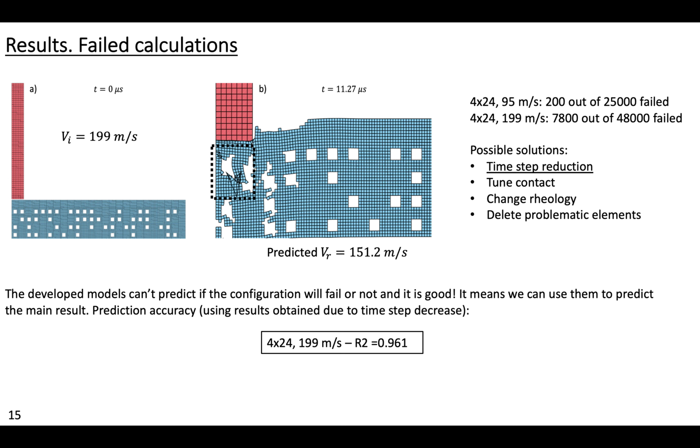For some of the bad configurations, we could actually overcome these computational problems by a reduction of the time step, and we did it. For some of them it worked. This way we could check the accuracy of our predictions using neural networks, and the accuracy was pretty high. The R2 score was 0.96 for the high velocity problem. So this is really, really good. And by the way, for this particular configuration, we couldn't resolve the problem using the time step reduction. So we used the neural network to make a prediction, and here is the prediction done by our model.